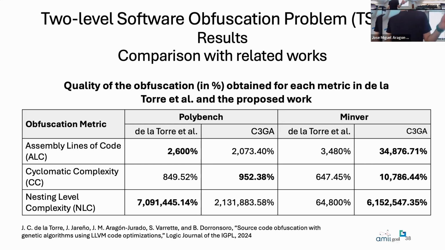The curious part of this is that when you try only to obfuscate the code using the LLVM code transformation, it was really hard to increase the cyclomatic complexity. When we include this two-level solution, it was easier to increase the cyclomatic complexity using the Tigres obfuscation techniques. So we have improved in this part, but the results obtained in the assembly lines of code and nested level complexity were much better in our previous work that only used LLVM. Here, it highlights the difficulty of this problem, which highly depends on the specific software that we are trying to obfuscate.